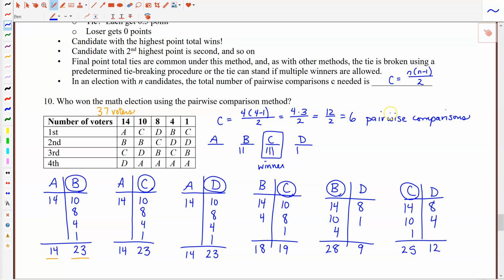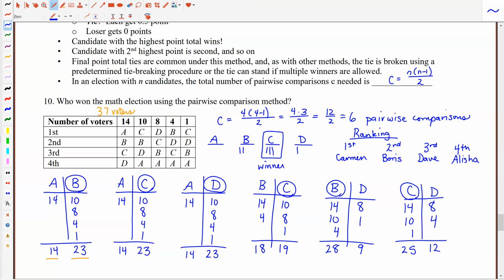And if I have to do the complete ranking of first, second, third, and fourth. Okay, so C, which would be Carmen, would be first. The next highest point total would be Boris, B. The next highest person would be Dave. And then finally, Alicia didn't get any points. She didn't win any head-to-head matchups. She would be last.